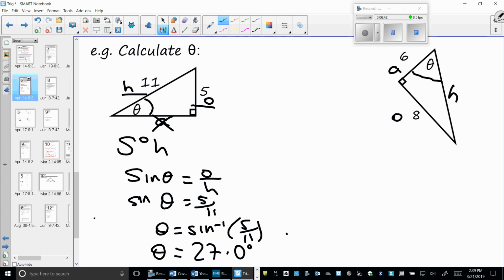So we cross out which letter here? H. Which means that we're using tan.